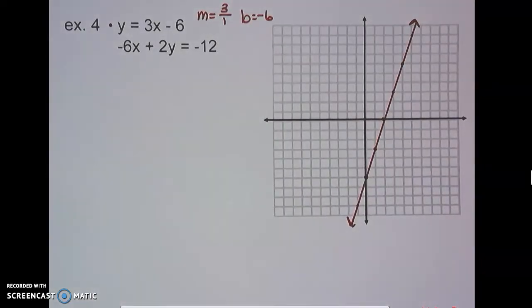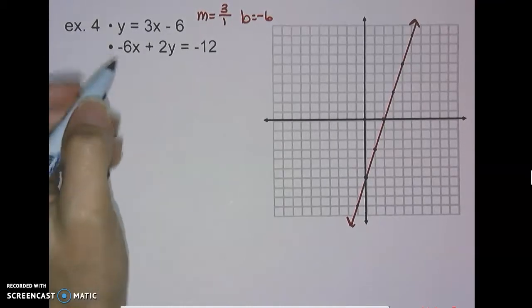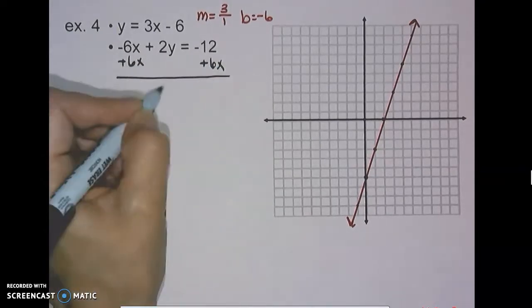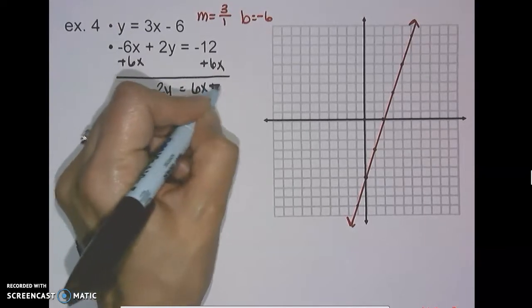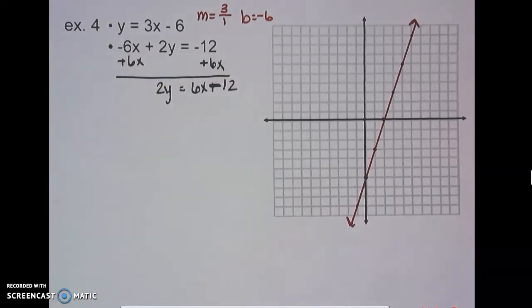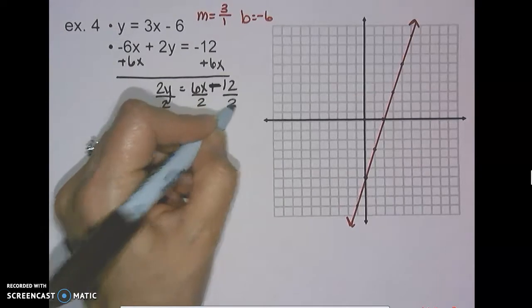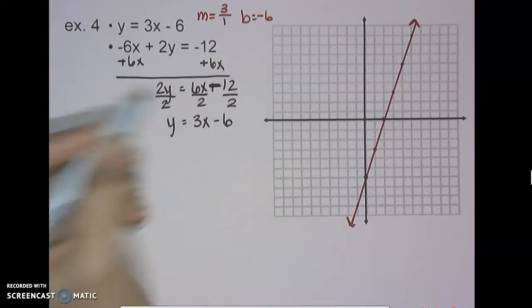Okay, for the second equation, negative 6x plus 2y equals negative 12, that's not ready to go yet. We have to do some more work for that. So we're going to add the 6x over, and our x's, whoops, that should be minus 12, our x's are going to go first. And then we're going to divide by 2 to each term. So that means we would have y equals 3x minus 6.